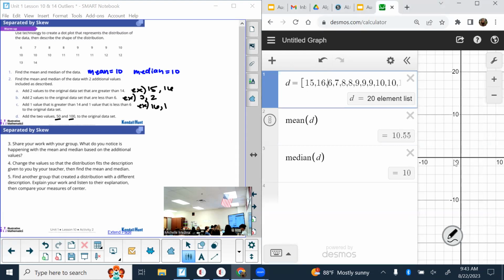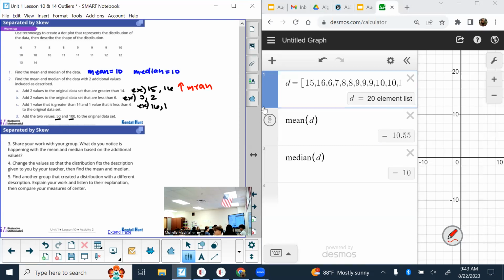What happened to the mean from before? It went up, so I'm going to mark that on my paper. We have an increase in the mean. Do I have an increase or decrease in the median? There is no change in the median. You could write no change for the median. I'm just going to put the mean increase, because that was the only change.